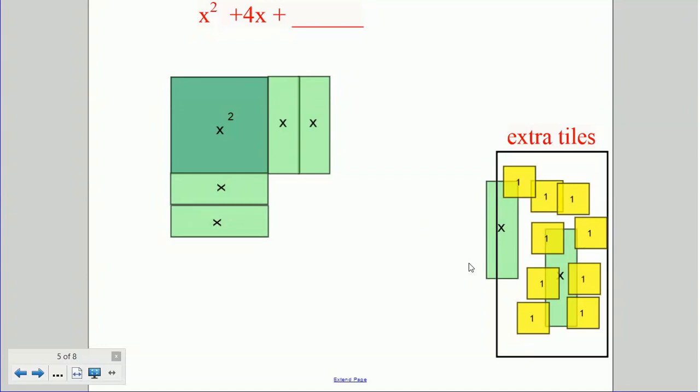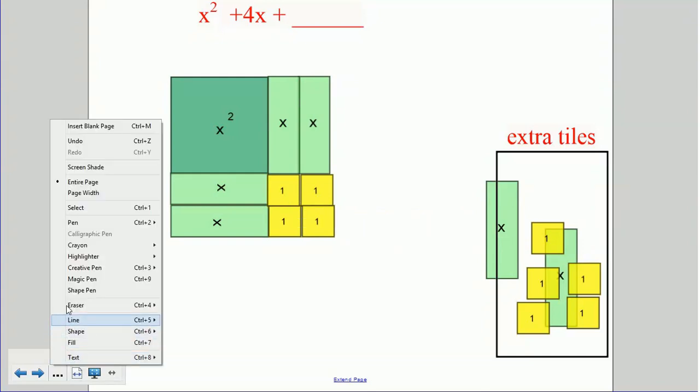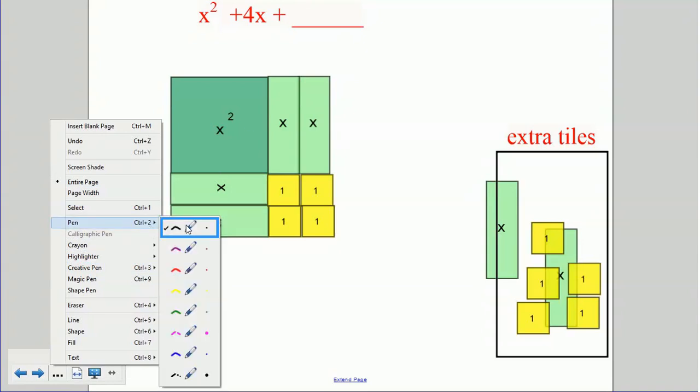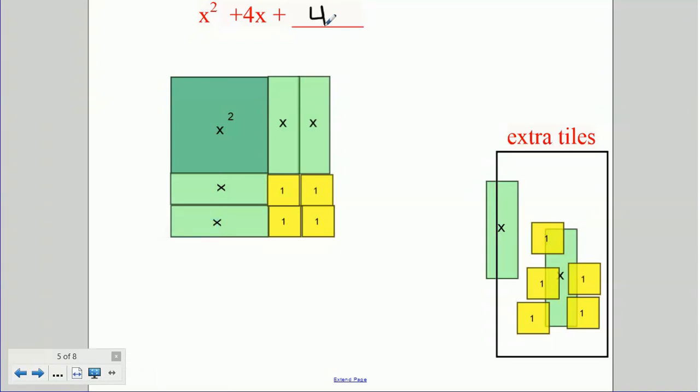Because I want to make it nice and even. There we go. Now, how many little ones is it going to take me to fill in to make my square? Let's try it. I have one little one here, another little one, another little one, and one more. So it's going to take me 4 little ones. So my blank will be a 4.